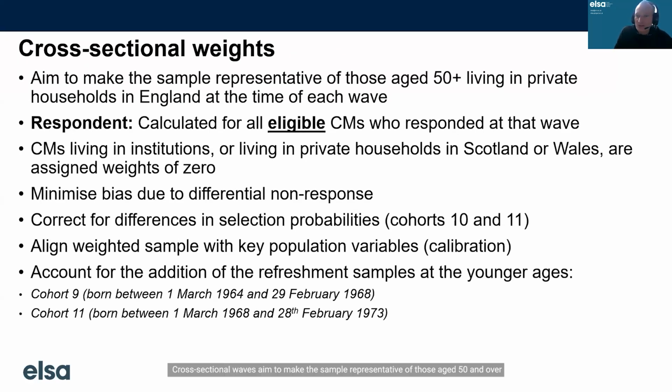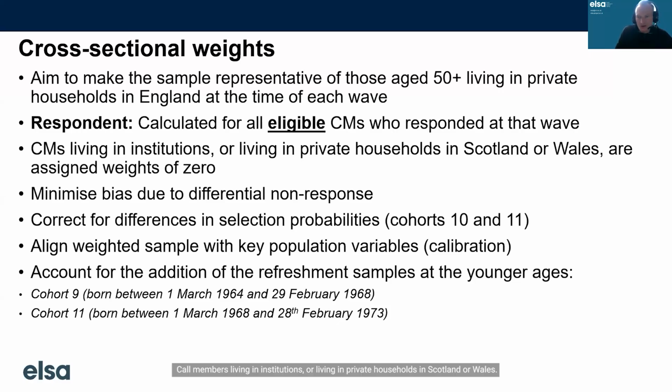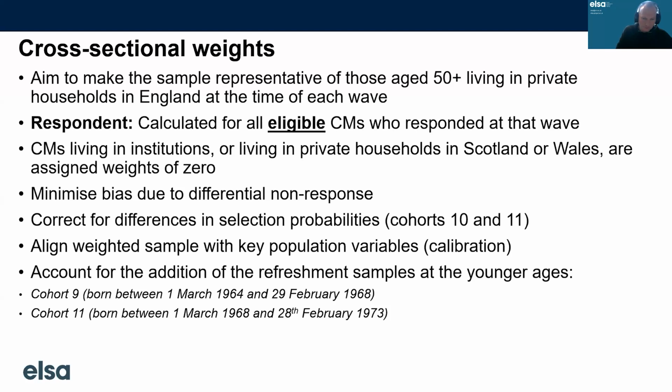Cross-sectional weights aim to make the sample representative of those aged 50 and over living in private households in England at the time of each wave. So cross-sectional weights are positive for all the eligible core members who responded at that wave. Core members living in institutions or living in private households in Scotland or Wales are assigned cross-sectional weights of 0.